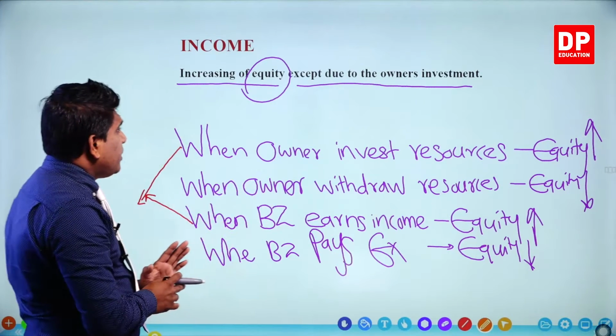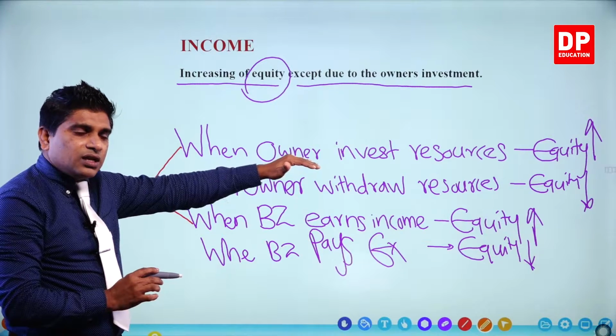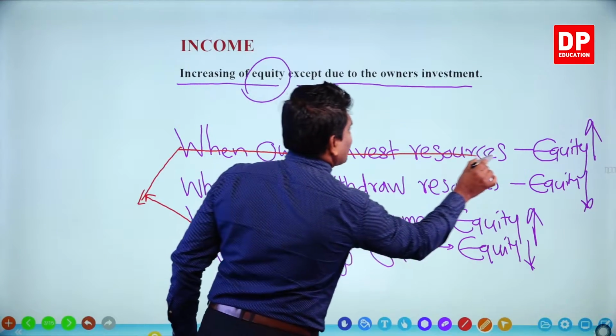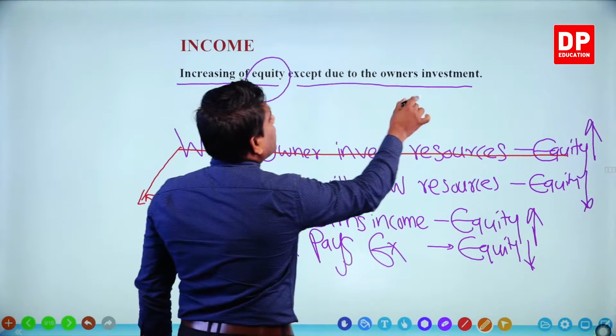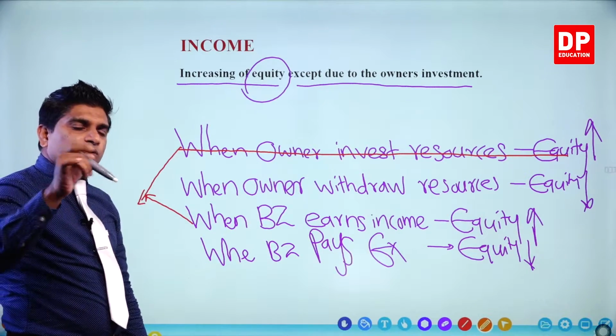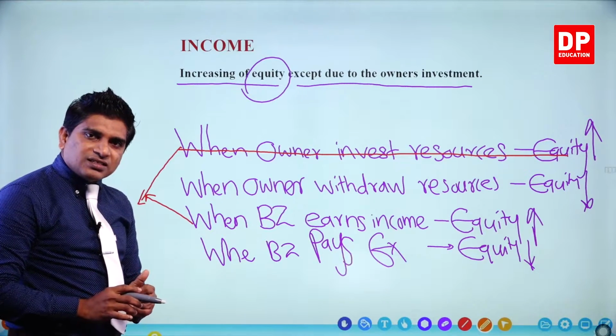Now you remember, increase in equity except due to the owner's investment. You cut this one, right? Why? Except due to the owner's investment. This is owner's investment, no? Only one thing we have now. What is that? When business earns income, equity increases.